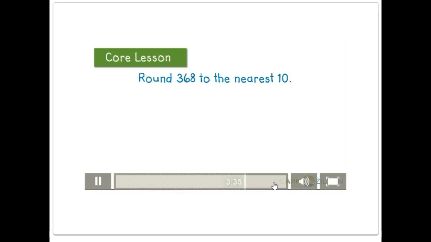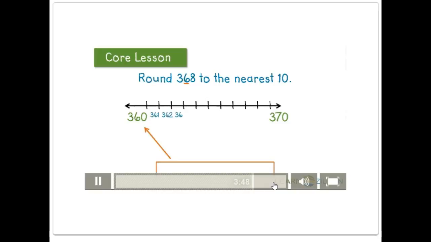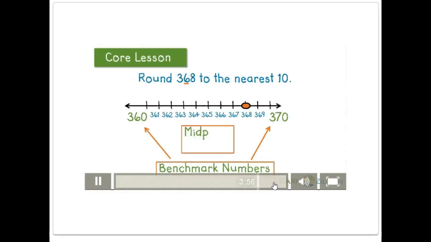Now let's round 368 to the nearest 10. This time I'll focus on the 6 because it's in the tens. 368 falls in between 360 and 370 when we count by tens. These are our benchmark numbers. When I add the increments, I can see that 368 is closer to 370 and is above the midpoint. This number will round up to 370. Notice, since we round up, the 6 turns into a 7 because we need to go to the higher group of 10, and the 8 turns into a 0.